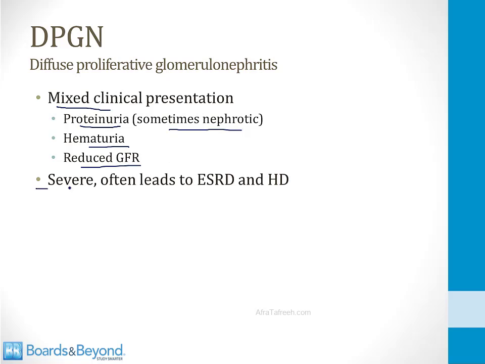This is the most severe form of lupus nephritis. It's the worst form to have. It has the worst prognosis, and it often leads to end-stage renal disease and hemodialysis.